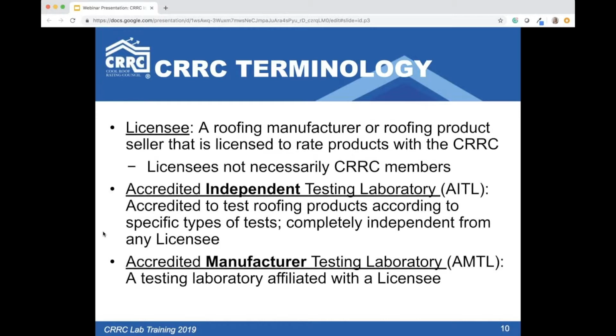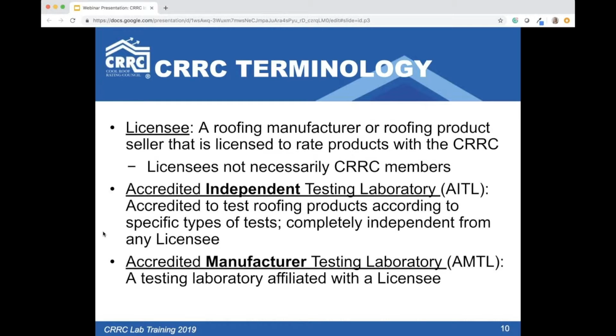We also have accredited independent test labs. So these are laboratories that are completely independent from any licensee, and they are the ones who do all of the testing for the CRRC. So again, we have these specific set of tests that we allow, and they are trained. They have attended a lab training and met several other requirements. One of those is being accredited to ISO 17025. And they conduct all the testing for our program. So they're very important, and we really appreciate them.